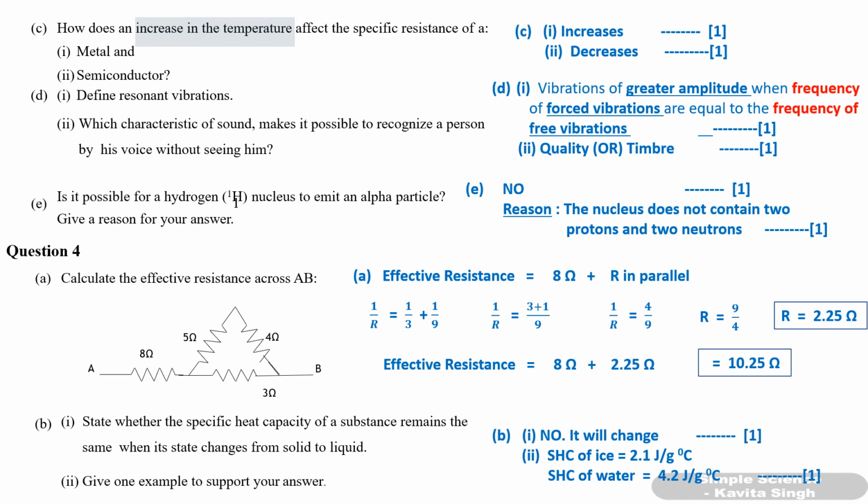One example is ice and water. Specific heat capacity of ice is 2.1 joule per gram degree Celsius, and specific heat capacity of water is 4.2 joule per gram degree Celsius. So they are different. Okay, so it will not remain same. 1 mark for no, it will change, and 1 mark for the example.